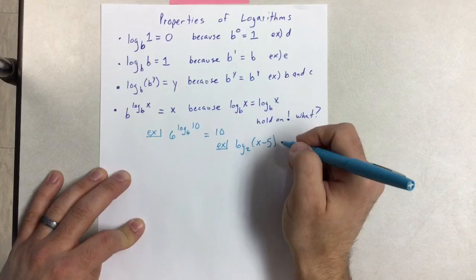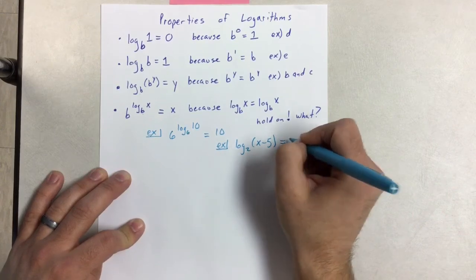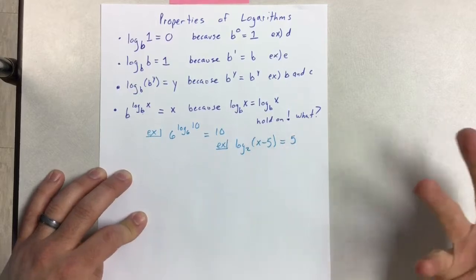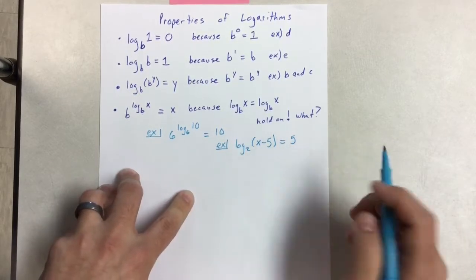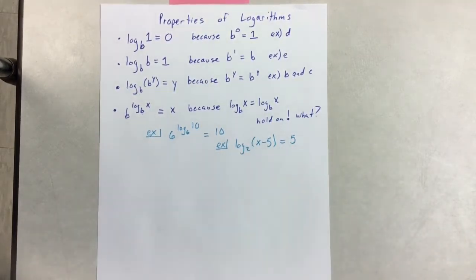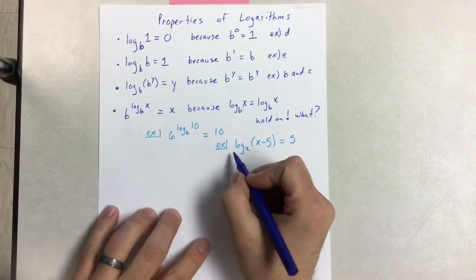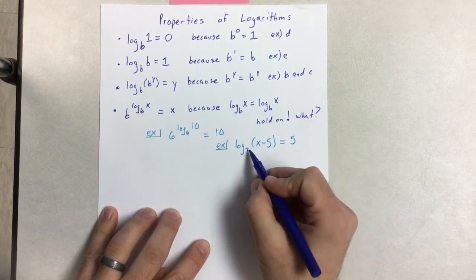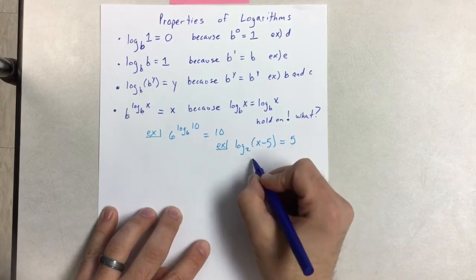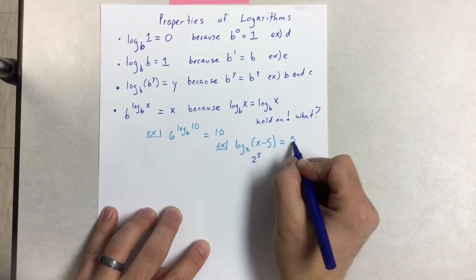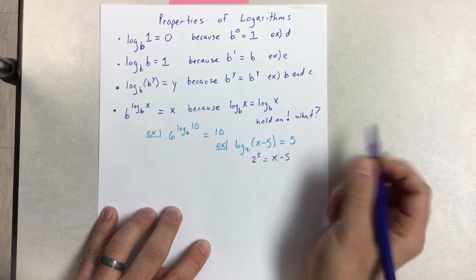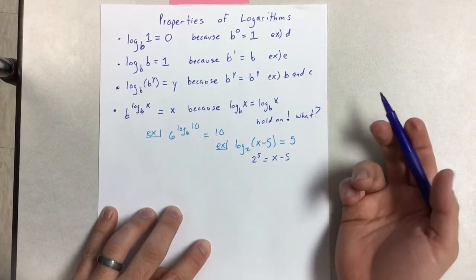And we want to know for what x value will it equal 5? Let's try to reason this out. If I raise both sides, actually, why can't we just say 2 raised to the 5th power equals x minus 5? We can actually do that.